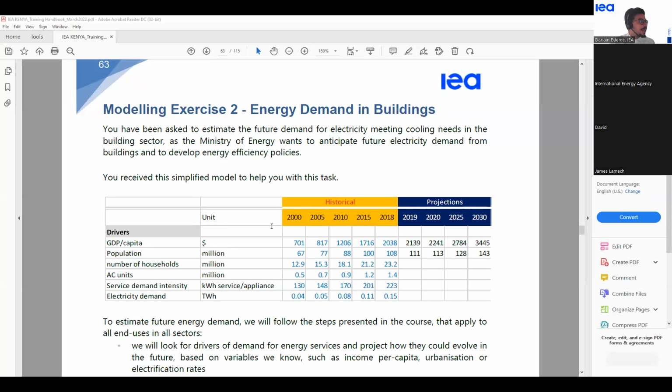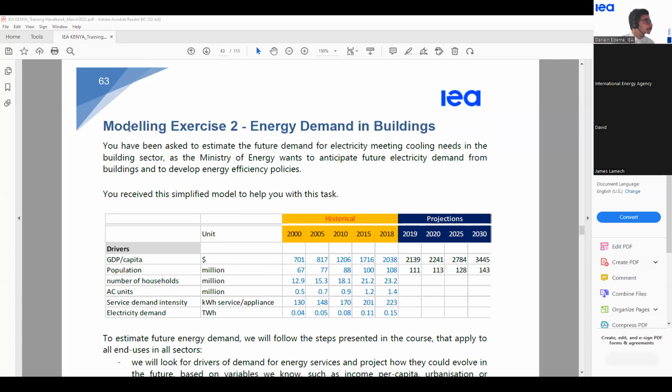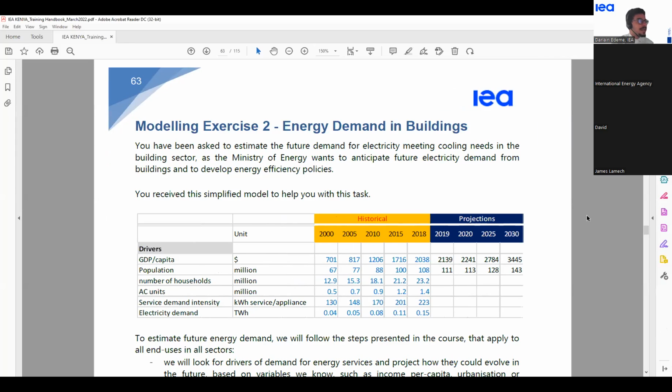So this is page 63 of our handbook that you can find in the Google Drive repository. The exercise is about energy demands in buildings. You have been asked to estimate the future demand for electricity meeting cooling needs in the building sector, as the Ministry of Energy of this hypothetical country, which could clearly be Kenya, wants to anticipate future electricity demand from buildings and to develop energy efficiency policies.